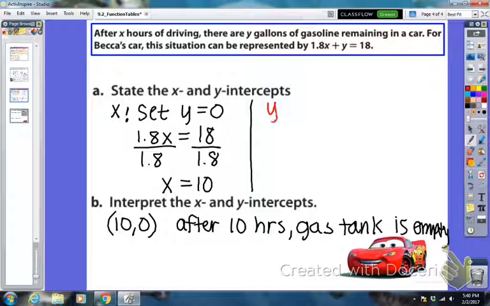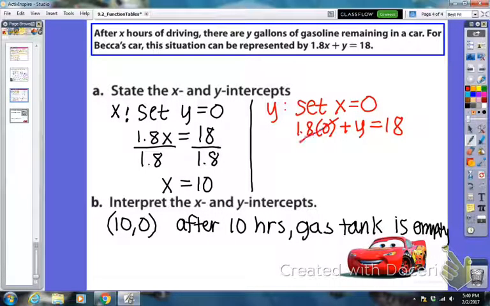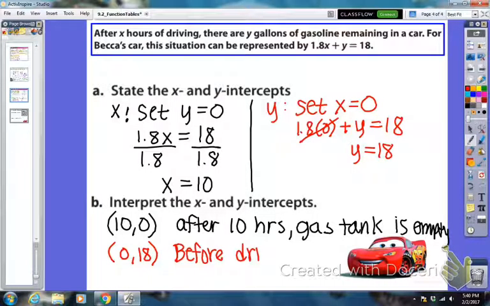Next, if I want to find the y-intercept, you set x equal to 0. So you have 1.8 times 0 plus y is 18. So this part disappears. You just get y is 18. So your ordered pair is 0, 18. This means that before she starts driving, because she didn't drive for any hours, her car has 18 gallons of gas.